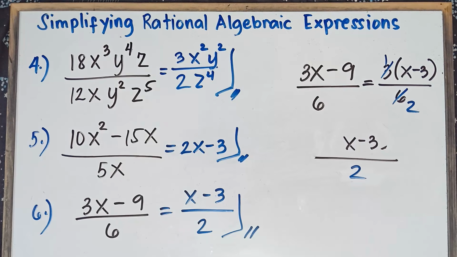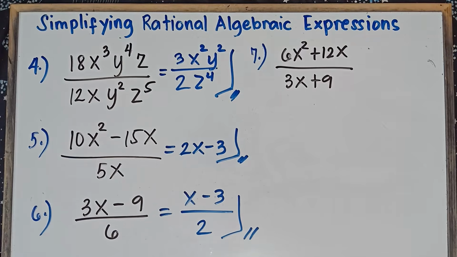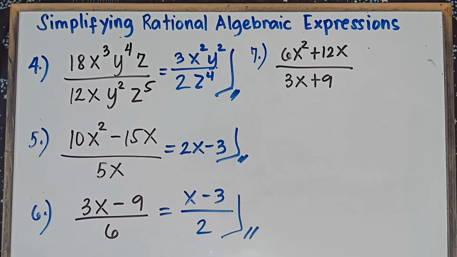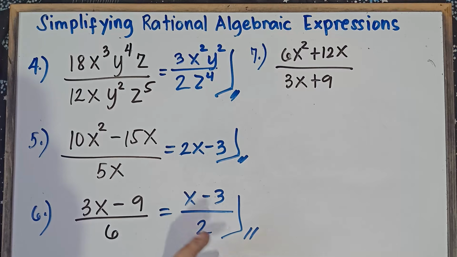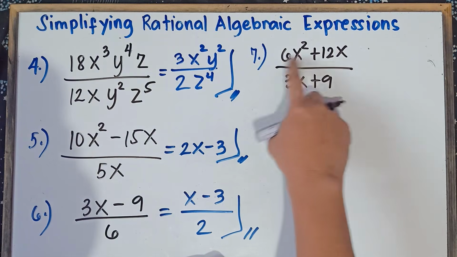Alright, so we're down to the last example, class, example number 7. Our given, we have 6x squared plus 12x over the denominator, that would be 3x plus 9. Alright, so factor out the numerator.